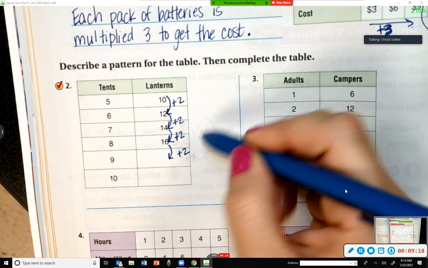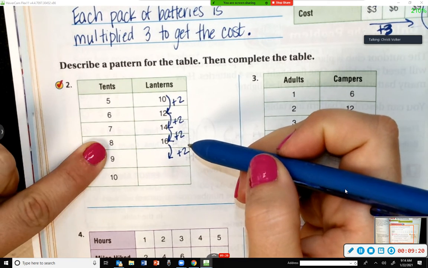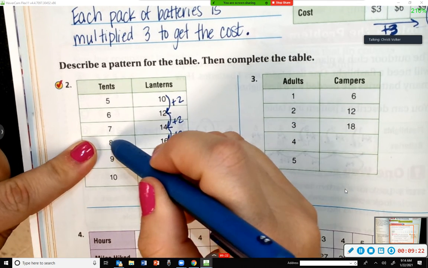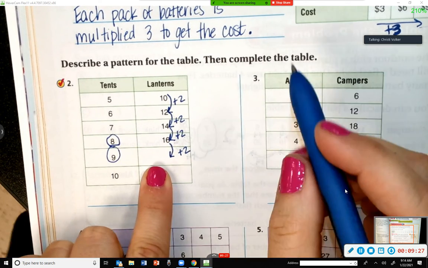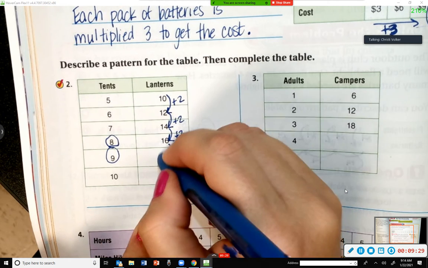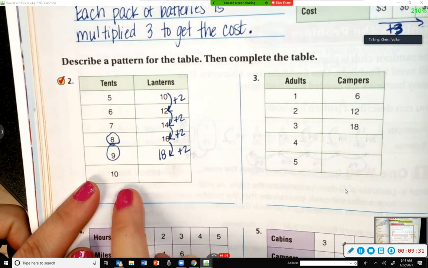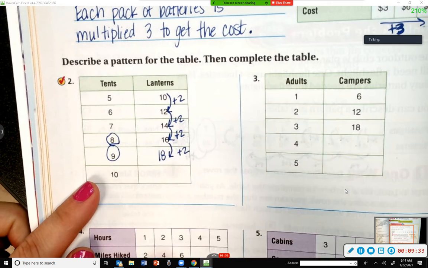But what you need to make sure of is that it's going in order over here, okay? It didn't skip around. It went from 8 to 9. So we can just add 2. So it would be 18. Okay? And the next one is 20. Good.